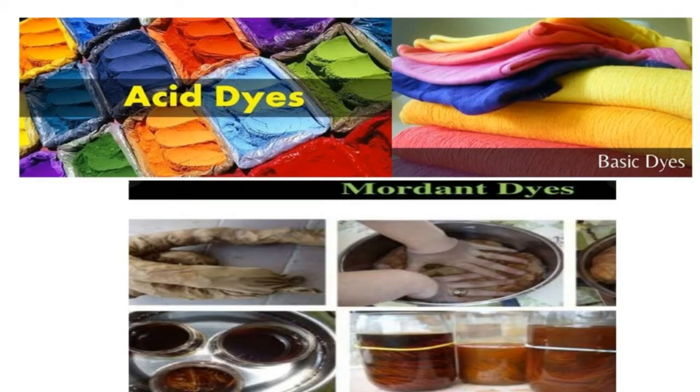Direct dyes. They have high affinity for cotton, rayon, and other cellulose fibers. So they are applied directly as they fix firmly on the fabric. Example: Congo red. Vat dyes. These can be used only on cotton and not on silk and wool. This dyeing is a continuous process and is carried out in a large vessel called a vat. So it is called a vat dye. Example: indigo.